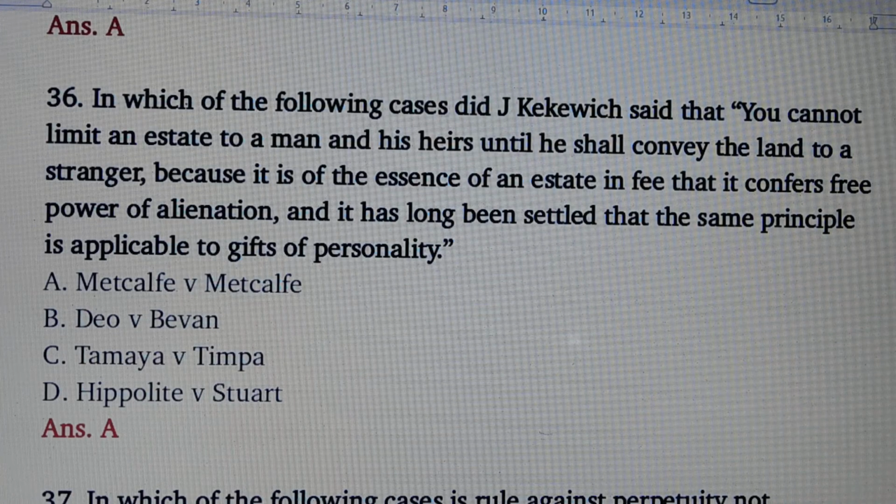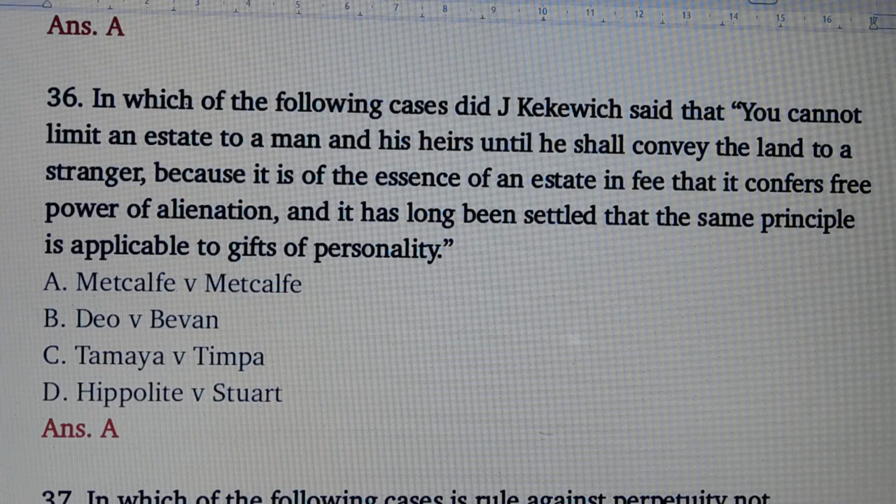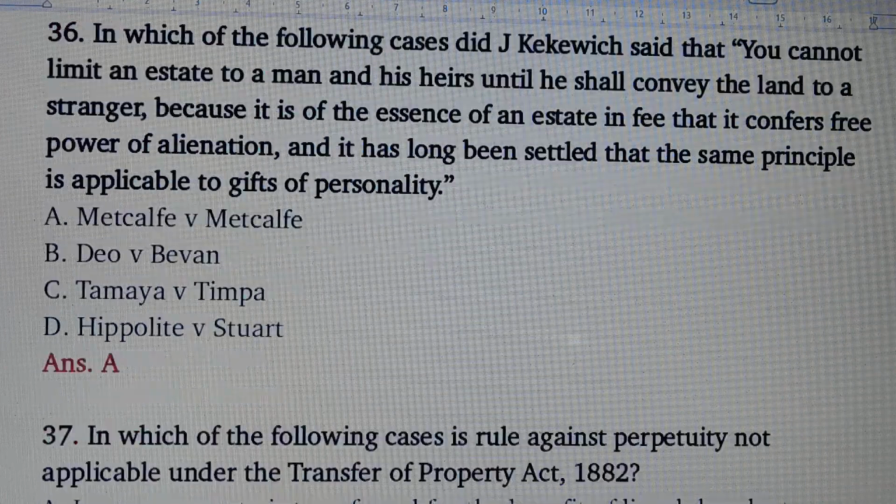Question number 36. In which of the following cases did J. Keckwish say that you cannot limit an estate to a man and his heirs until he shall convey the land to a stranger, because it is of the essence of an estate in fee that it confers free power of alienation, and it has long been settled that the same principle is applicable to gift of personality. Answer is option number A, Metcalfe versus Metcalfe.